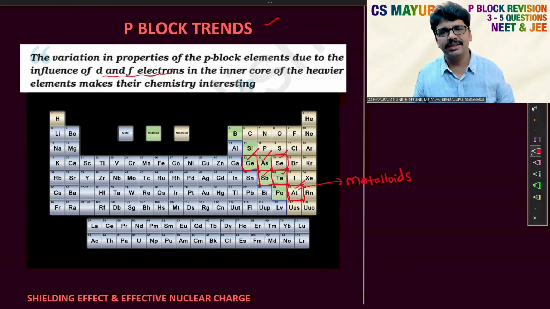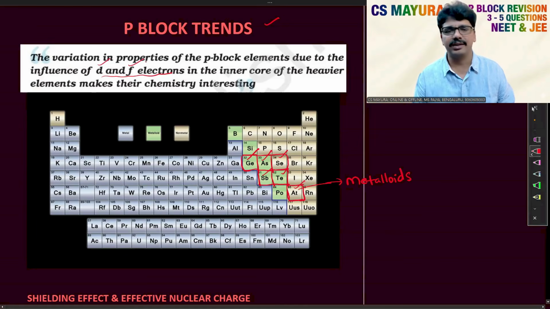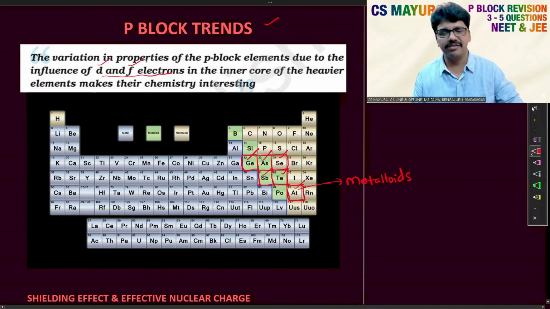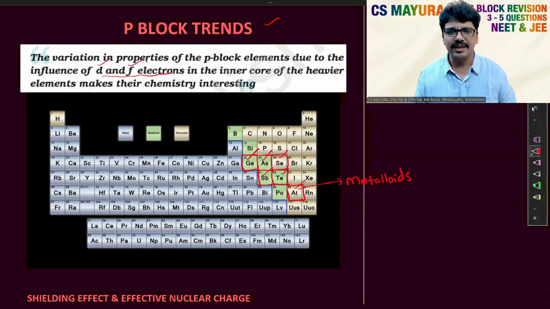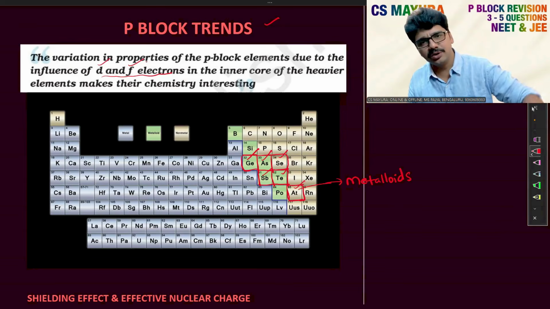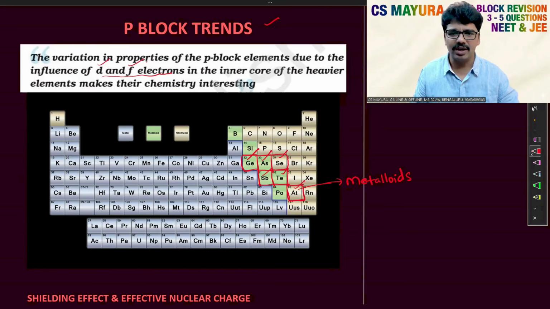Why are these exceptions seen at heavier elements? Because in the heavier elements, there are many d electrons and f electrons. The d and f electrons have a poor shielding effect, very little shielding effect. Because of this poor shielding, there are changes in the radius, the electronegativity, and the ionization enthalpy. In simple terms, the exceptions we have seen in the p-block elements come at heavier elements, and they are due to the poor shielding effect of d and f electrons.